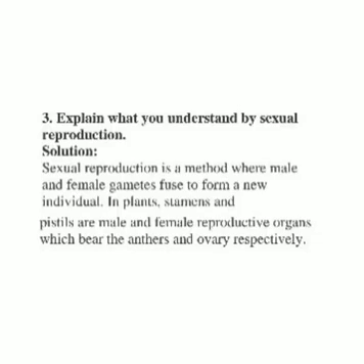Next, write down the third question. Explain what you understand by sexual reproduction. Answer, sexual reproduction is a method where male and female gametes fuse to form a new individual. In plants, stamens and pistils are the male and female reproductive organs which bear the anthers and ovary respectively.